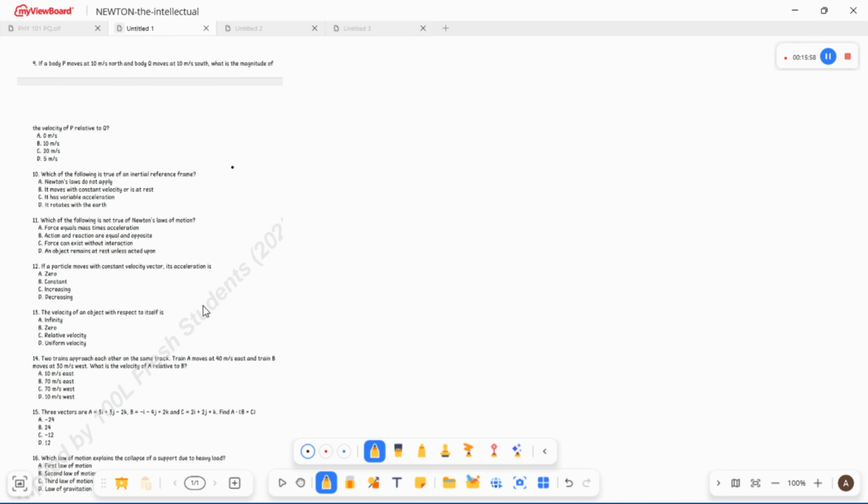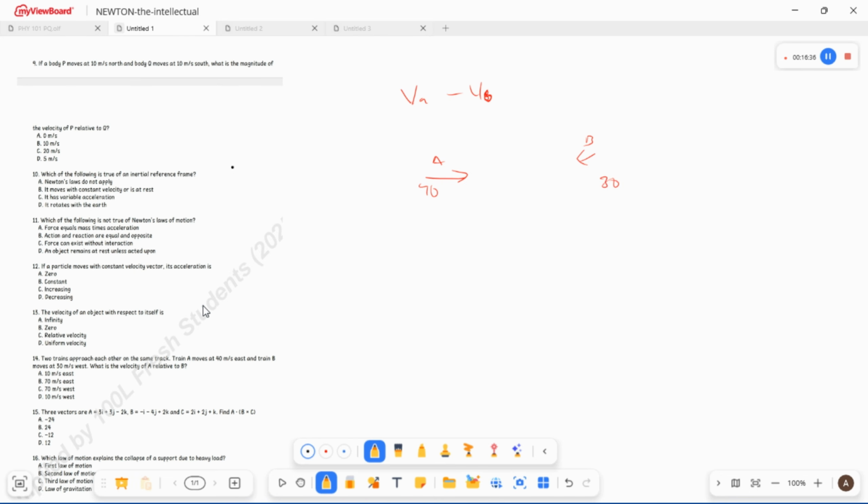Then question 14. So now this one says two trains approach each other on the same track. Train A moves 40 meters per second east and train B moves at 30 meters per second west. What is the velocity of A relative to B? So now we are given A and B, which means basically we're just going to do VA minus VB. But how do we get our VA and VB? Train A moves east, so it's going like this. Then the other one moves west, so it's going like this. So this one is 40 and this one is 30.